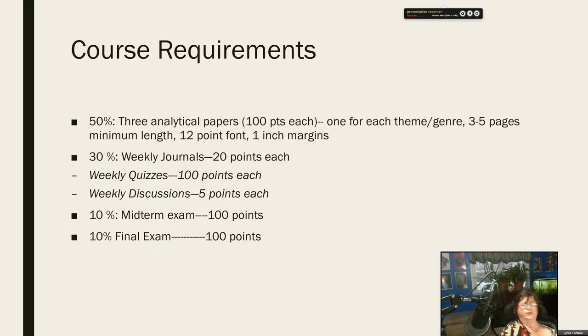Then 30% of your grade will come from the weekly journals, which are worth 20 points each, weekly quizzes, which are worth 100 points each, and weekly discussions. The discussions are worth 5 points each, and they require a two-part process. First, you post an original comment, and then you respond to a classmate's.